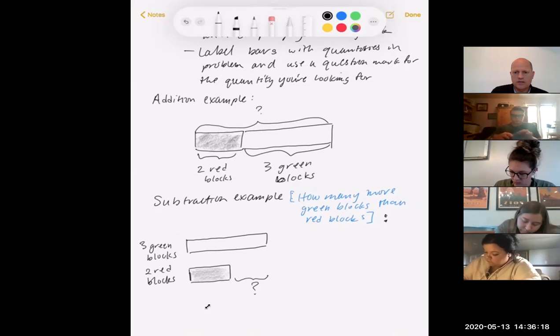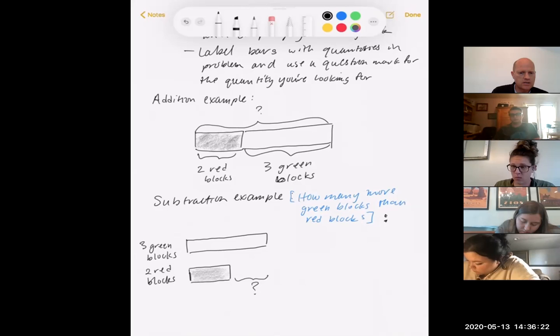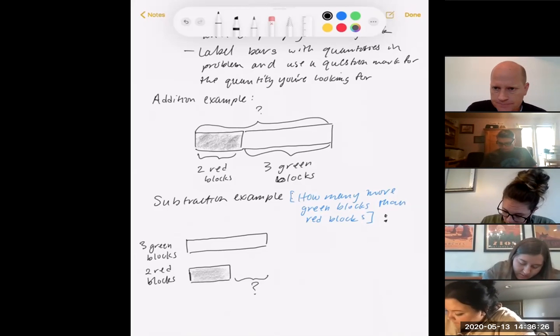So I'll give you guys a few minutes to try that. Now I'm going to expand my screen here so you can see everybody. And let's see how well you guys do on that one.